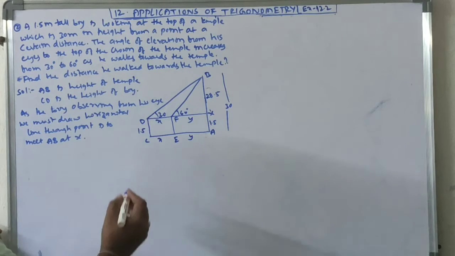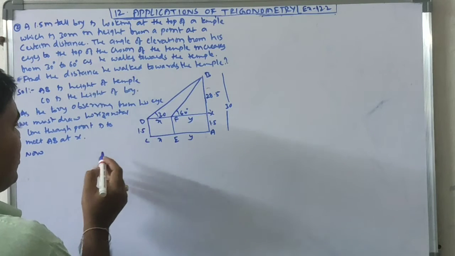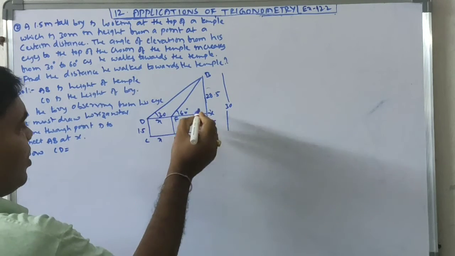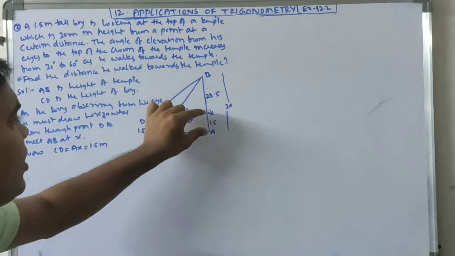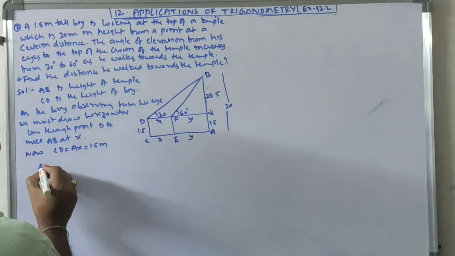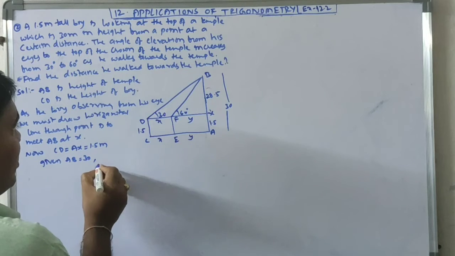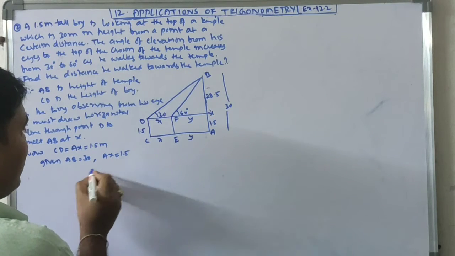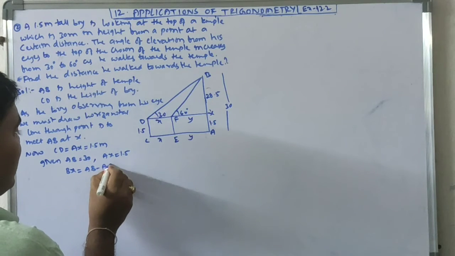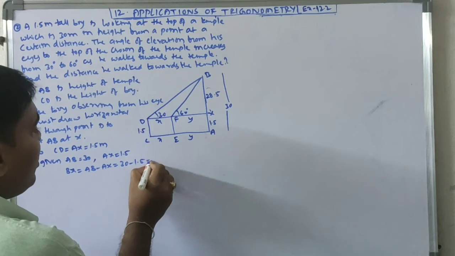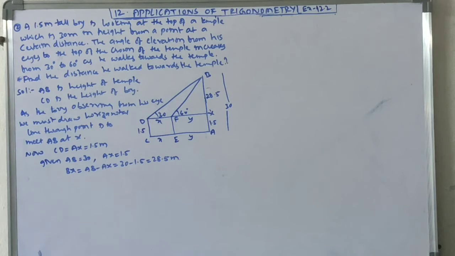Okay, now what we know, CD equal to AX equal to 1.5 meters. This CD is 1.5, automatically XA is also 1.5. Given AB equal to 30, AX equal to 1.5. Therefore BX equal to AB minus AX, which is equal to 30 minus 1.5 equal to 28.5 meters. BX equal to 28.5 meters.